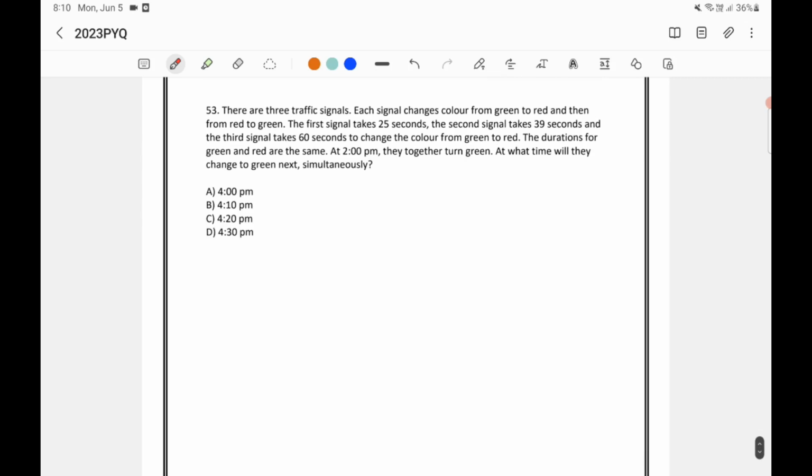So there are 3 traffic signals. Each signal changes color from green to red and then from red to green. Okay, first it's green to red and then again this red will become green. Okay, so the first signal takes 25 seconds.